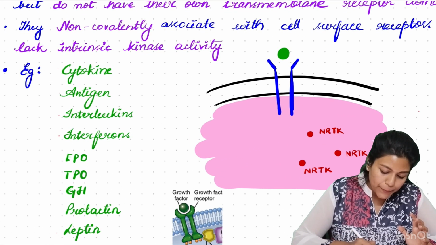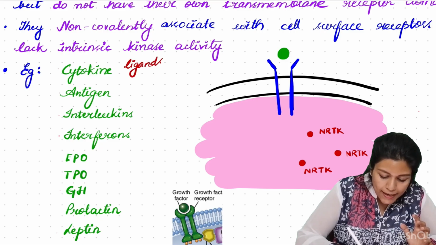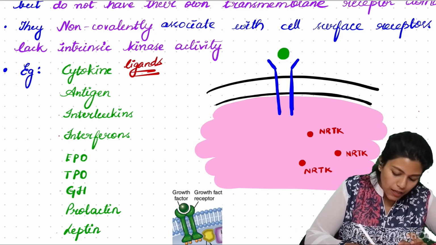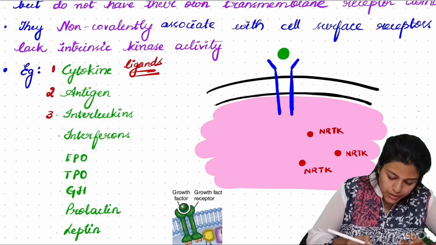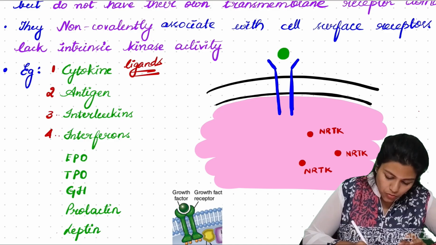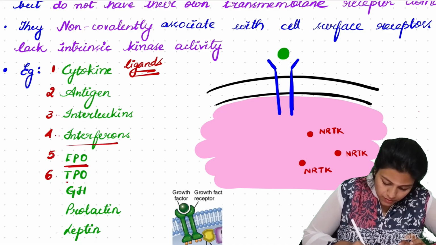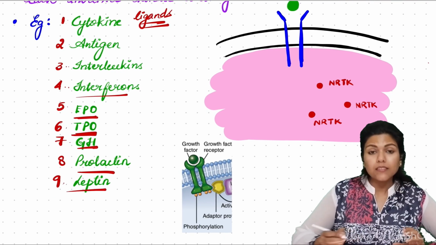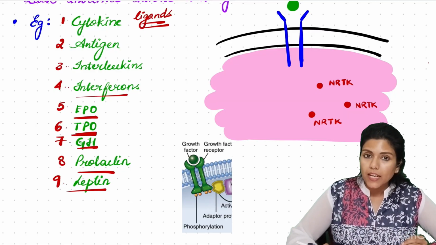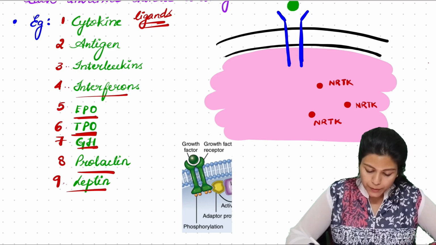Let's see examples of ligands that act via these NRTKs. We have cytokines, antigens, number 3 interleukins, number 4 interferons, number 5 erythropoietin, number 6 thrombopoietin, 7 growth hormone, 8 prolactin, and finally leptin. These are a few examples of ligands that act via this NRTK pathway.